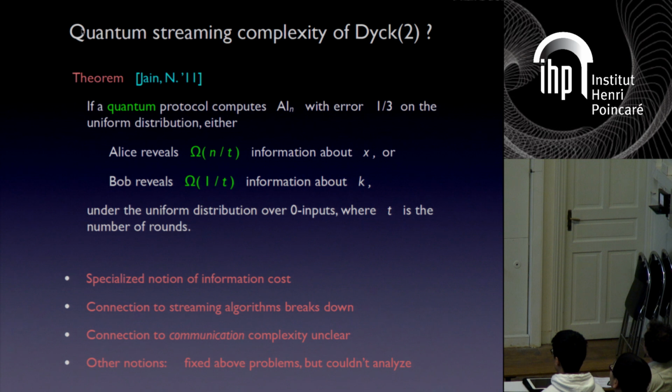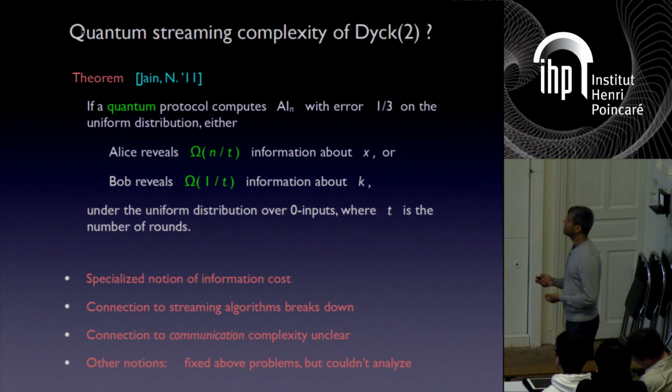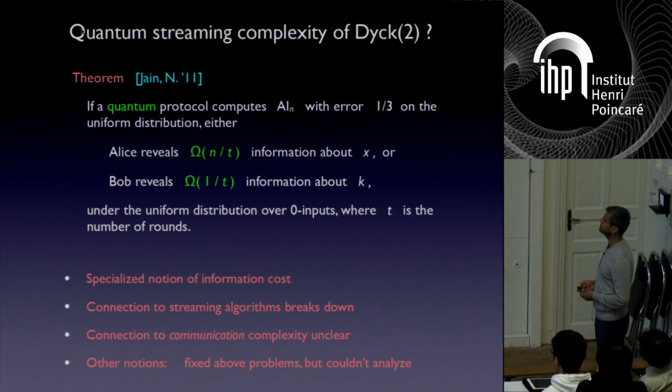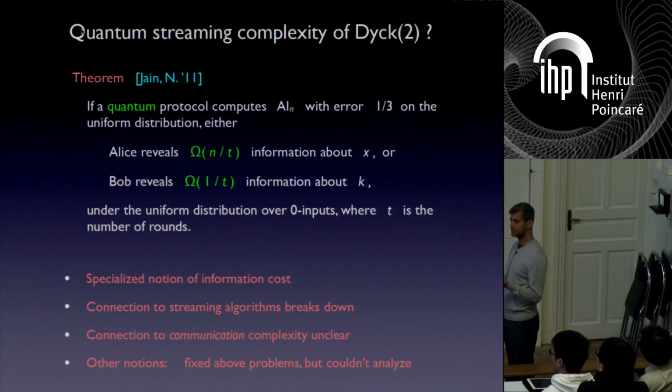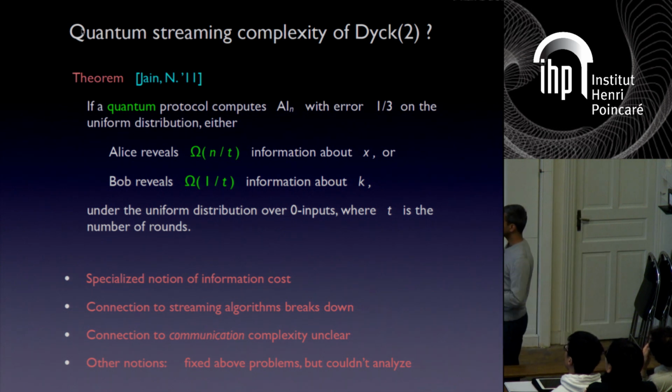We could also look at other notions, and we did think about that and noticed that for other notions, for example this CIC, the connection to streaming algorithms did work. But on the other hand, we could not show a result of that nature for this other notion of information cost. So we lacked either a good notion of information cost or the tools necessary to analyze them. So we solved all these problems in the work I'm about to describe.